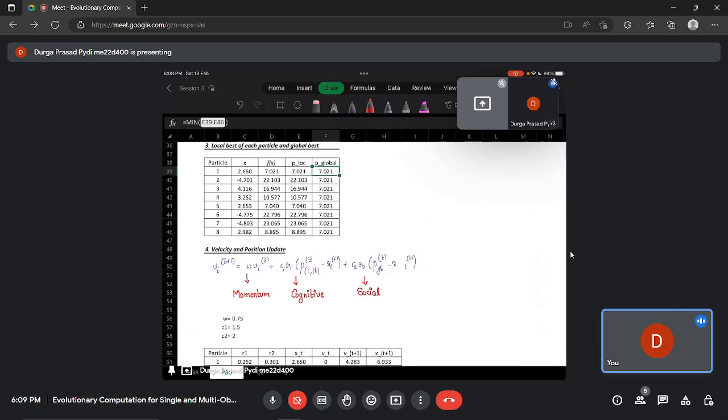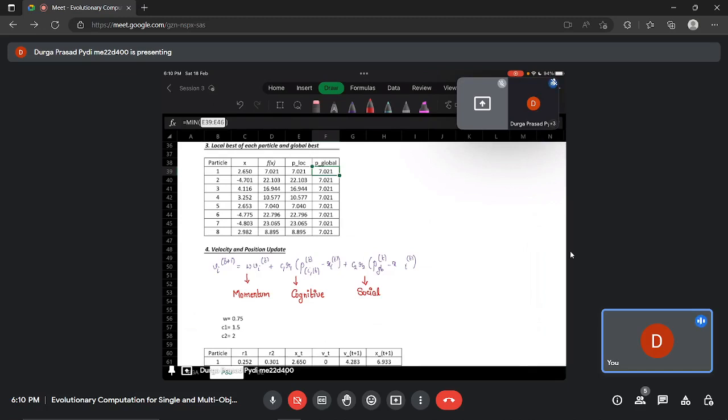If you look at the first expression, the velocity at t plus 1 is proportional to the velocity at a given time t. So if a particular bee is at a given position with a given velocity, it has some inertia with which it tries to move in the same direction. That is this momentum component. It determines how much weightage it has to give to its previous velocity. This is a kind of memory effect, in the sense that the bee tries to continue in the same direction without changing.